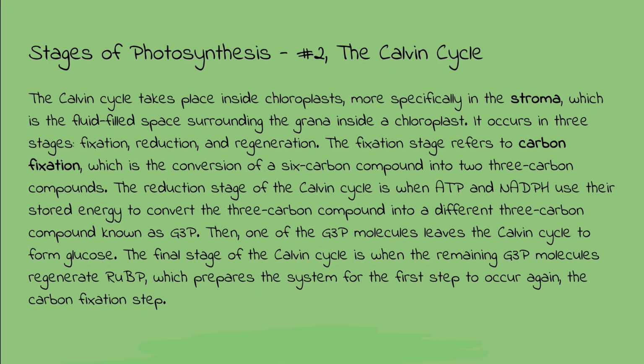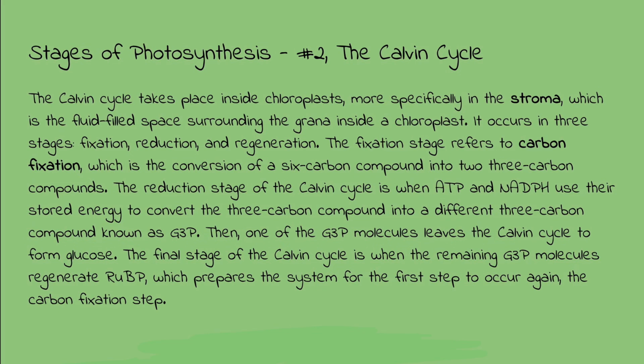The second stage of photosynthesis is the Calvin cycle. The Calvin cycle takes place inside the chloroplast, more specifically in the stroma, which is the fluid-filled space surrounding the grana inside a chloroplast. It occurs in 3 stages: fixation, reduction, and regeneration. The fixation stage refers to carbon fixation, which is the conversion of a 6-carbon compound into 2 3-carbon compounds.